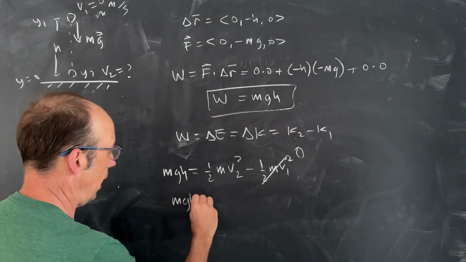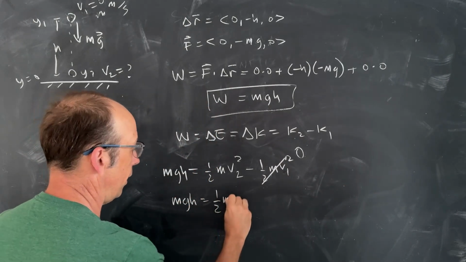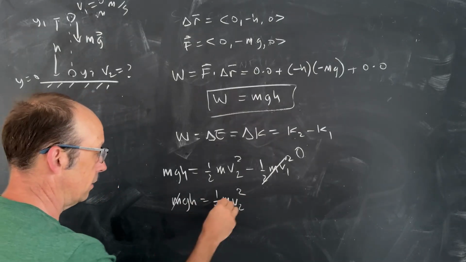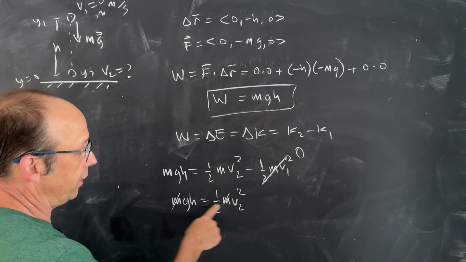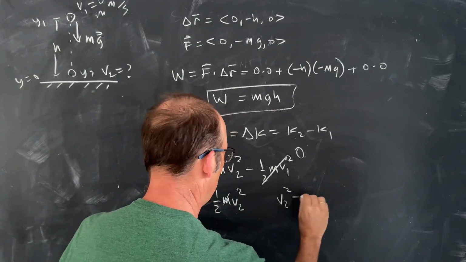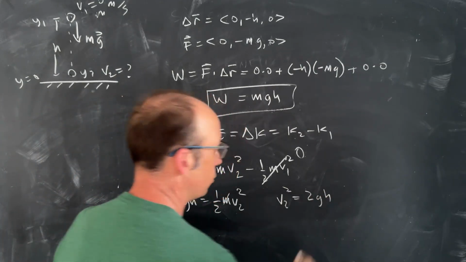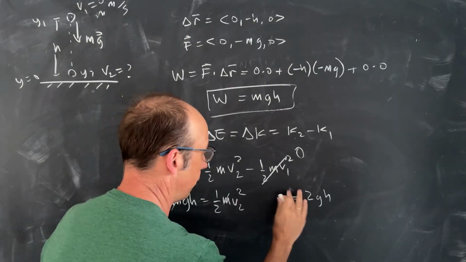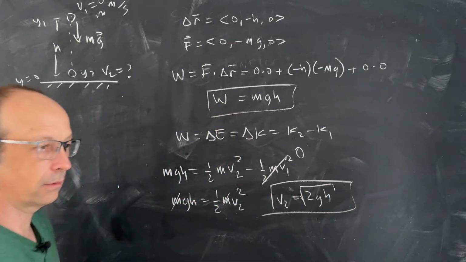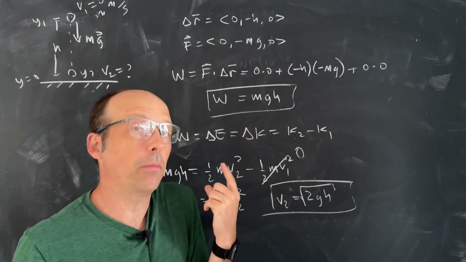mgh is 1/2 mv2 squared. I can divide both sides by the mass. And I want to solve for v2, so I'm going to multiply both sides by 2. So now I get v2 squared is 2gh. And now I can take the square root of both sides. And there's my answer.